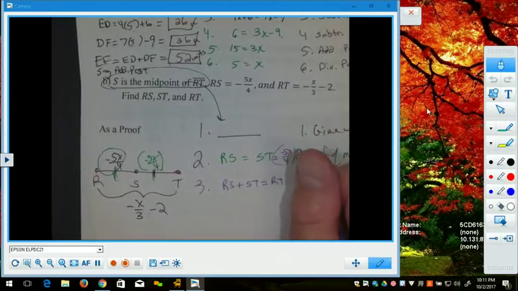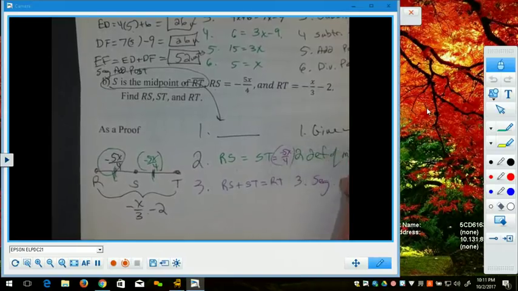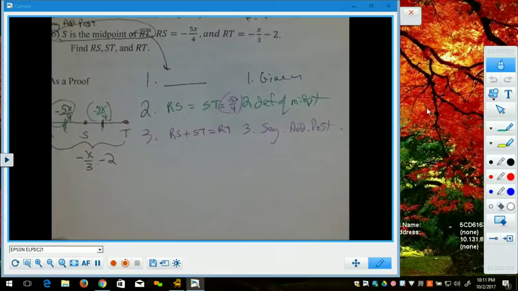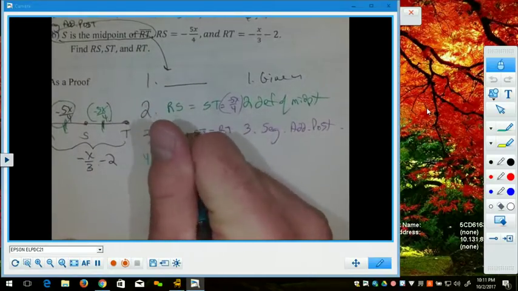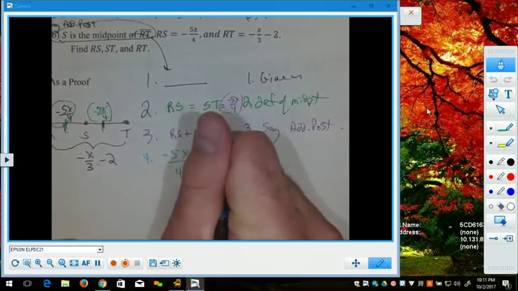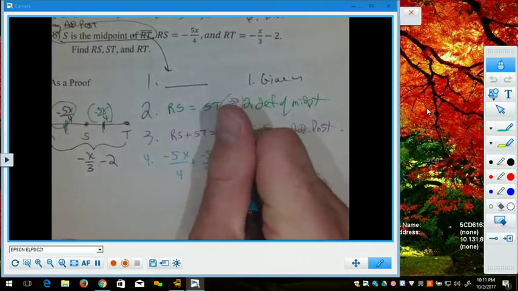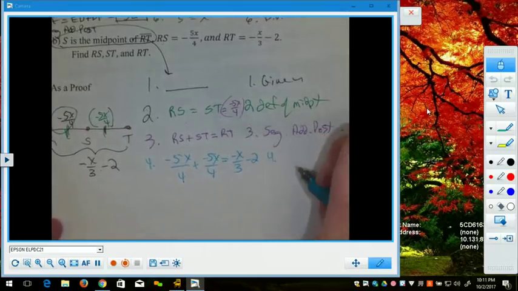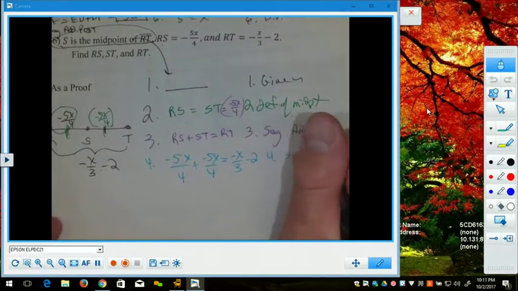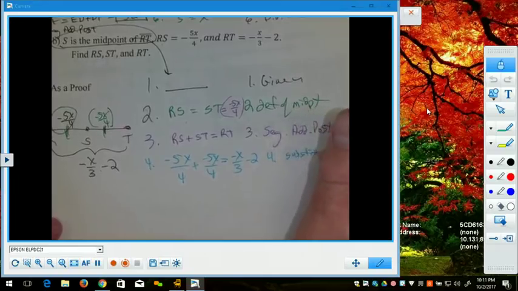All right, so now for line 3, that's actually the segment addition postulate that we're using. And now I can write my equation: negative 5x over 4 plus negative 5x over 4 equals the opposite of x over 3 minus 2. That is substitution, because we plugged it in.